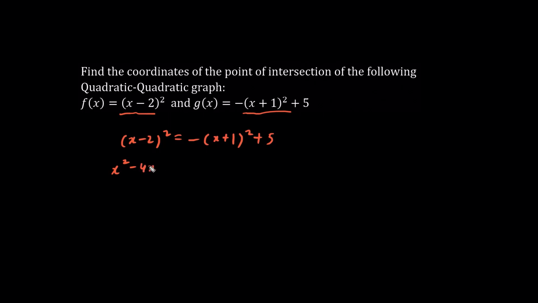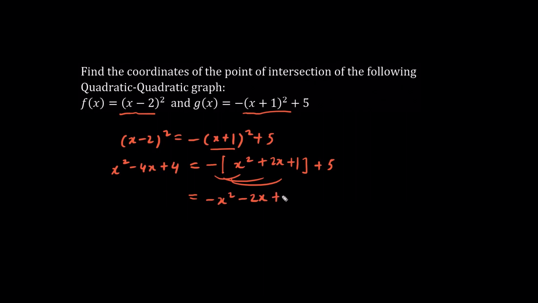Let's expand this out. We have x squared minus 4x plus 4, and we have minus something plus 5. And that something happens to be a binomial squared, which becomes a trinomial, x squared plus 2x plus 1. We distribute the negative sign, so we get negative x squared minus 2x. We have minus 1 plus 5 is plus 4. And we have x squared minus 4x plus 4.